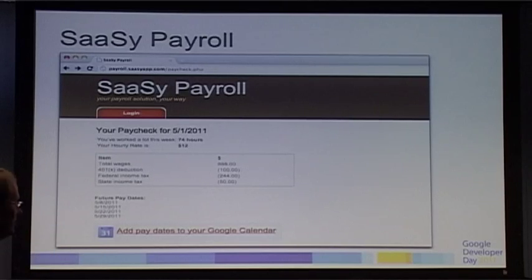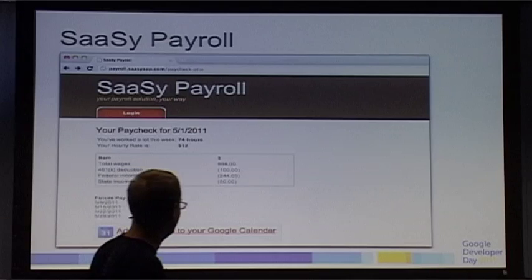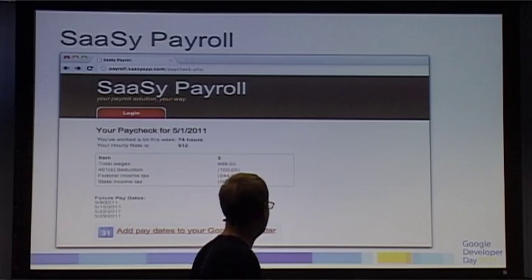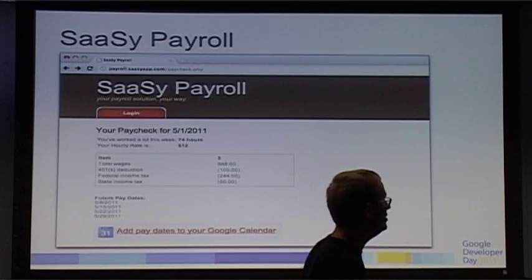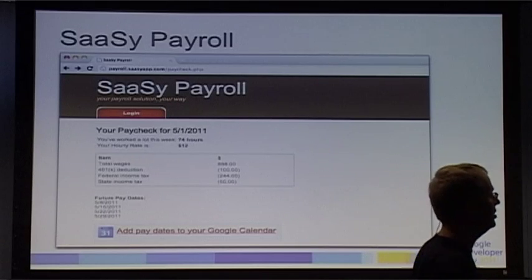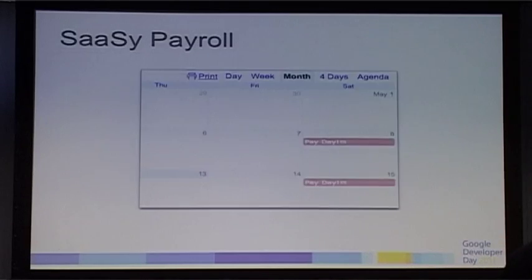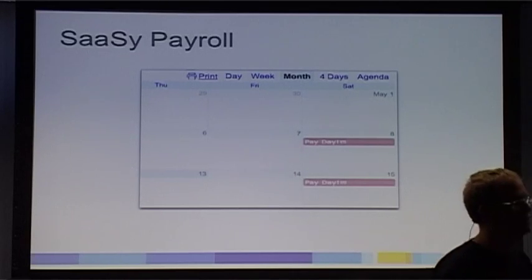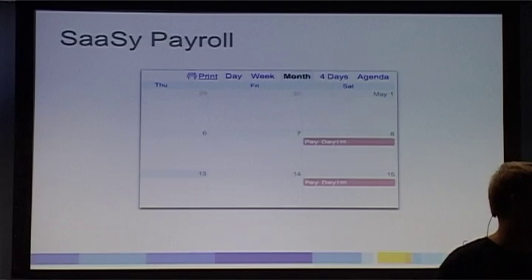So SaaSy Payroll, answering the concerns of all their users, has added this Add Pay Dates to your Google Calendar button. And when you click on that, it performs the OAuth flow, an OAuth 2 flow, allowing the users to see their pay dates on their Google Calendar. Basically centralizing the user's data in one place, making your application more and more valuable for the users.